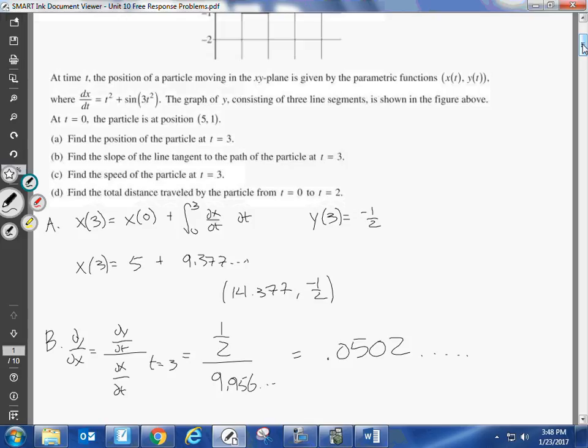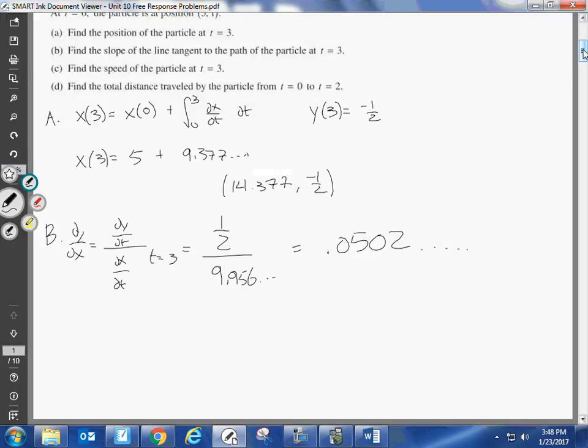Okay, what about part C? Find the speed of the particle at time t equals 3. Well, you already have the information you need. You have dy dt at 3. You have dx dt at 3. So your magnitude at 3 will be the square root of 0.5 squared plus 9.956 squared. Did anybody do that? What do we get for that?